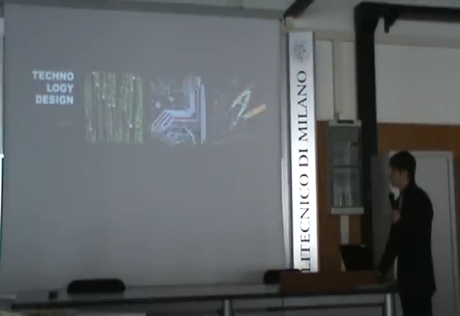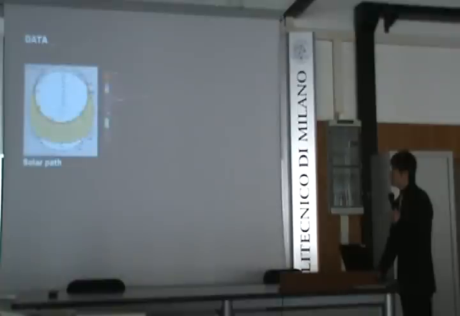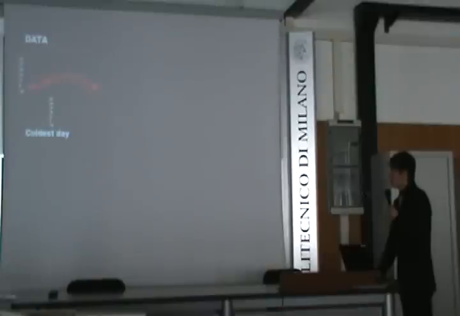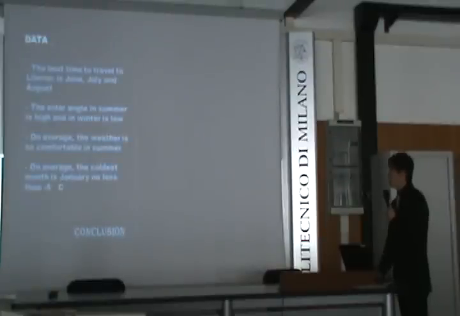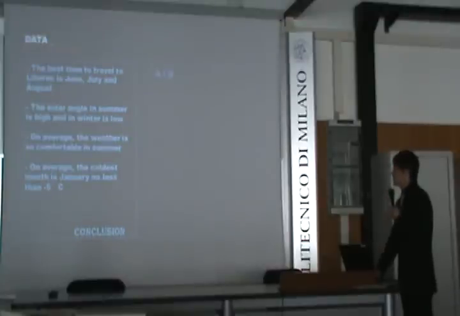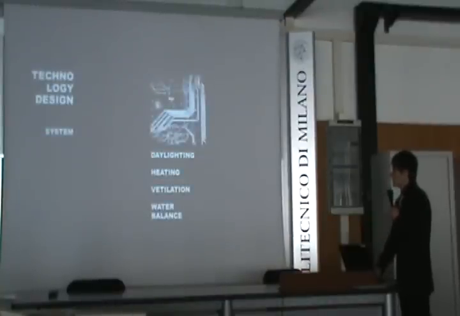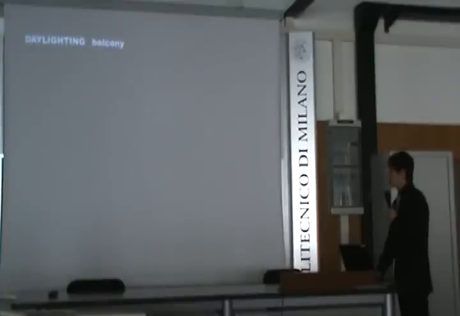The technology chart. According to these general conditions from Libre municipality, I will get the conclusion of the technology design. The best travel season is June, July, August, and the solar angle is totally different between summer and winter. On average, the weather is so nice during the whole year. The aim of the technology design is to make use of natural light, geothermal heating, natural ventilation, and the water bed system.